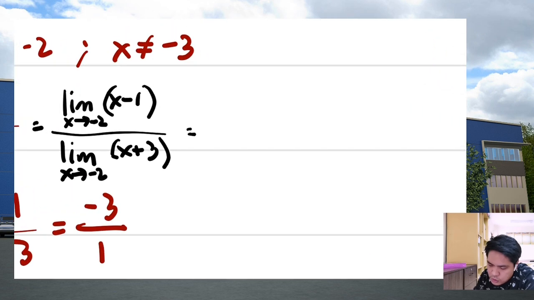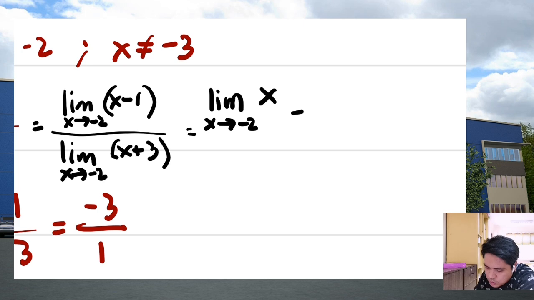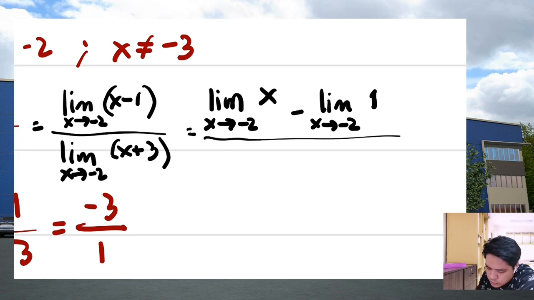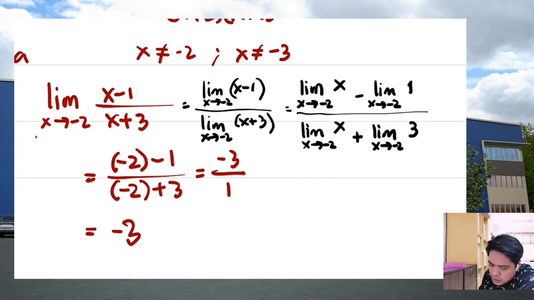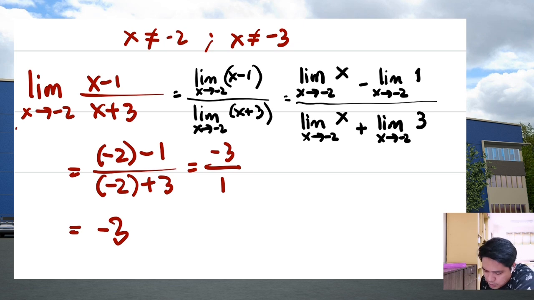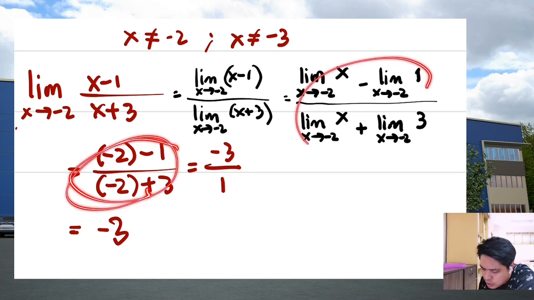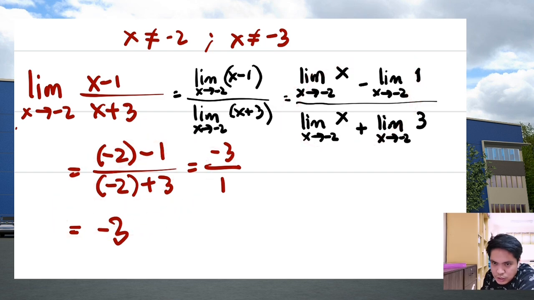And actually, the numerator and the denominator are still both sum and difference, diba? So, further, pwede din to: limit of x as x approaches negative 2 minus limit of 1 as x approaches negative 2, over limit of x as x approaches negative 2 plus limit of 3 as x approaches negative 2. So basically, this is what we did here. So apparently, it looks like we just substituted, but actually, ito yung ginawa natin. Shortcut version na lang to siya. Okay? Ito yung ginawa natin.